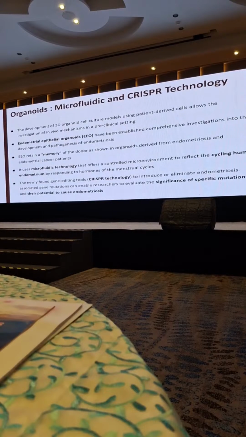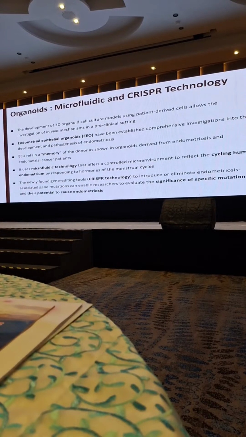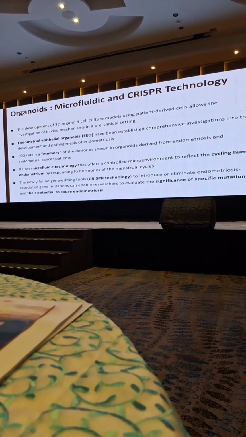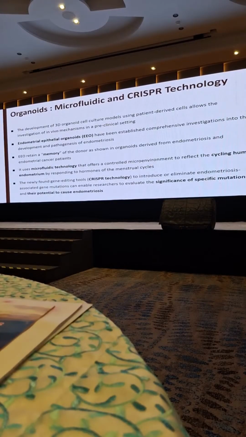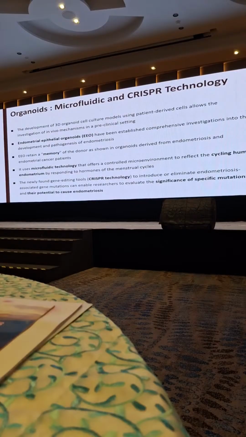Organoids, microfluidic and CRISPR technology. The development of 3D organoid cell culture models using patient-derived cells allows the investigation of in vivo mechanisms in a preclinical setting. Endometrial epithelial organoids have been established for comprehensive investigations into the development and pathogenesis of endometriosis. It retains the memory of the donor, as shown in organoids derived from endometriosis and cancer patients.